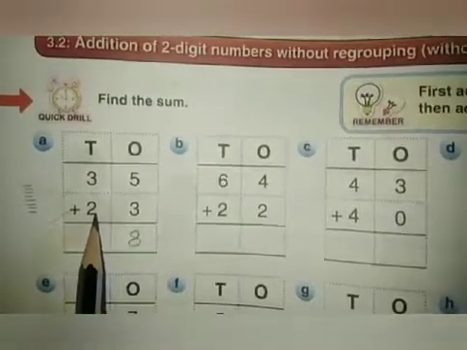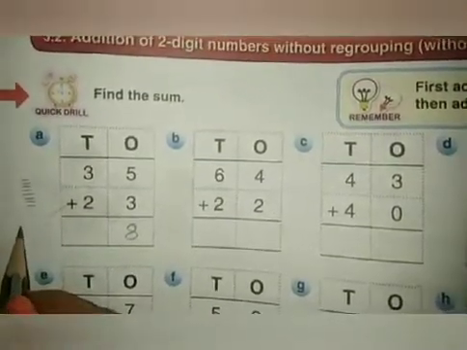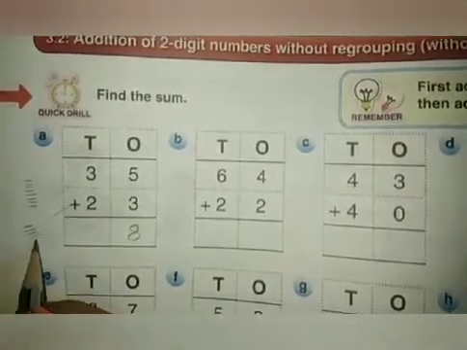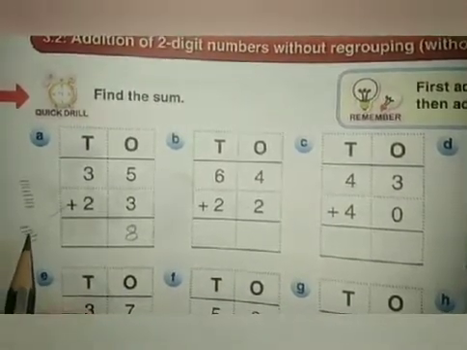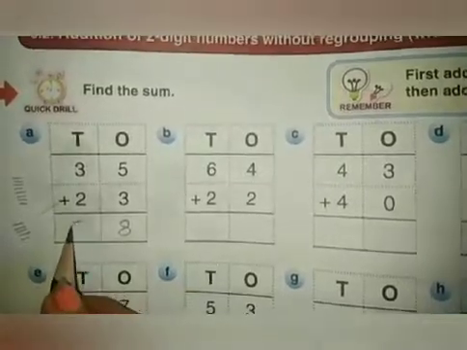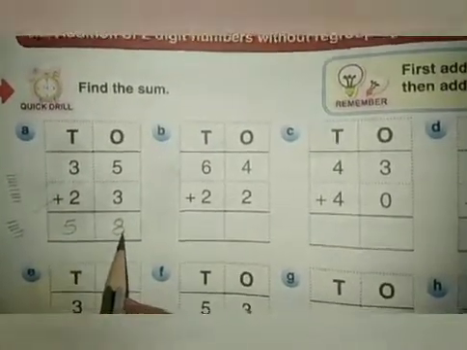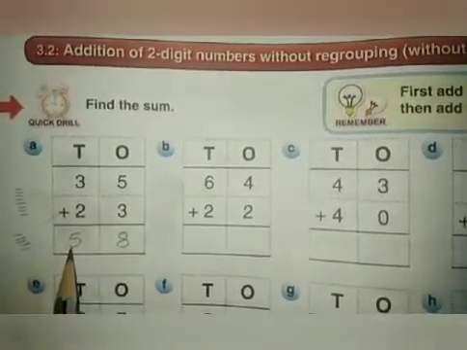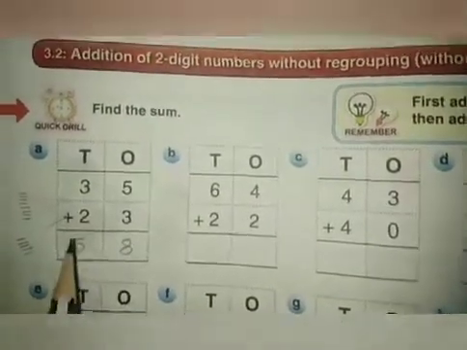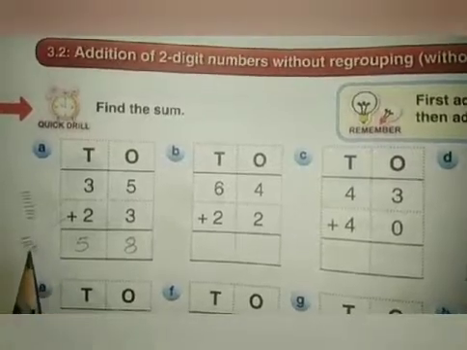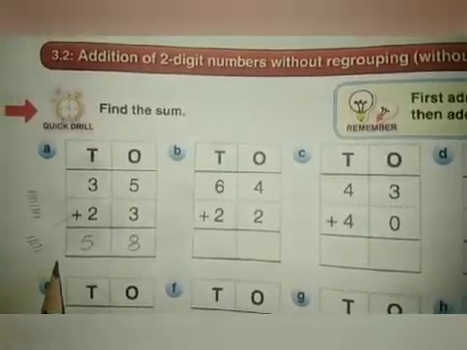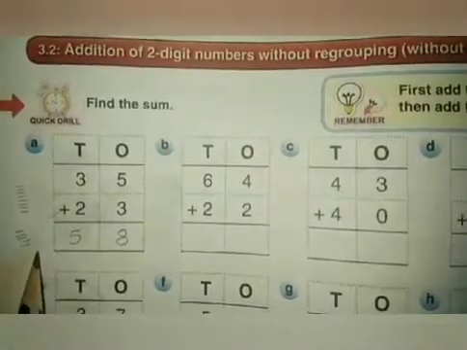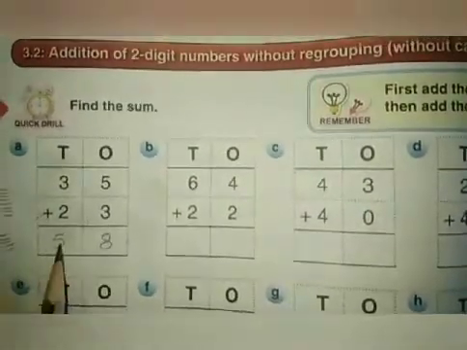Now 3 plus 2. Draw 3 lines. 1, 2, 3. Then again 2. 1, 2. Count the lines. 1, 2, 3, 4, 5. So the answer is 58. When you add 35 and 23, we get the answer 58. Children, whenever you draw the lines, don't draw the lines in the textbook. Draw the lines in the rough book, or take one page and draw there. Only the answers you will write here.